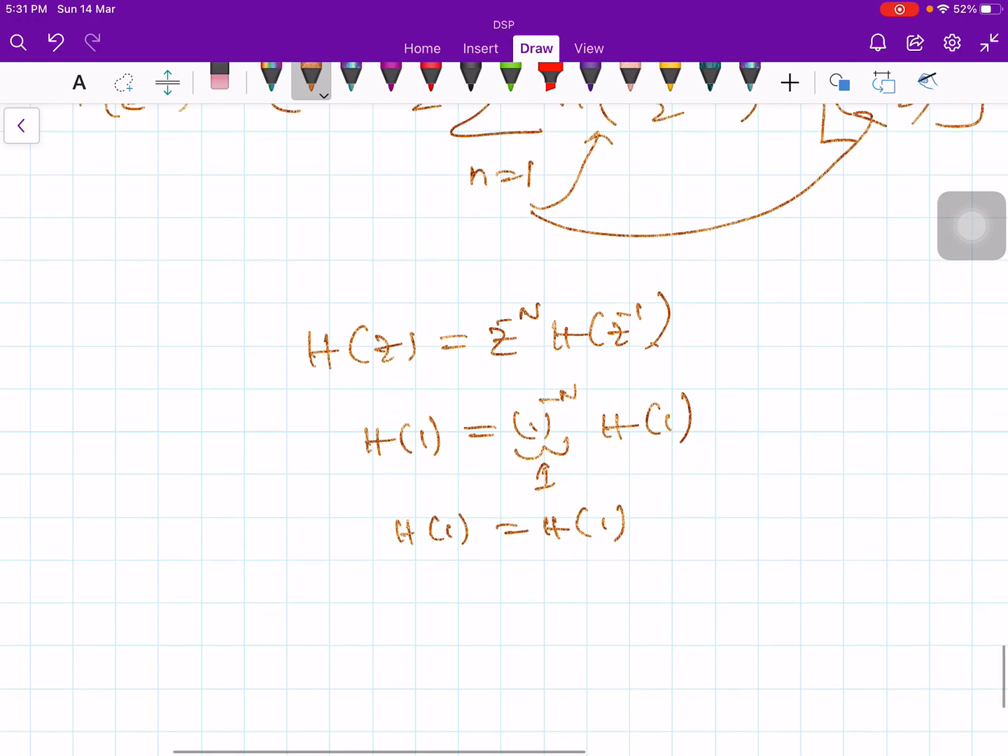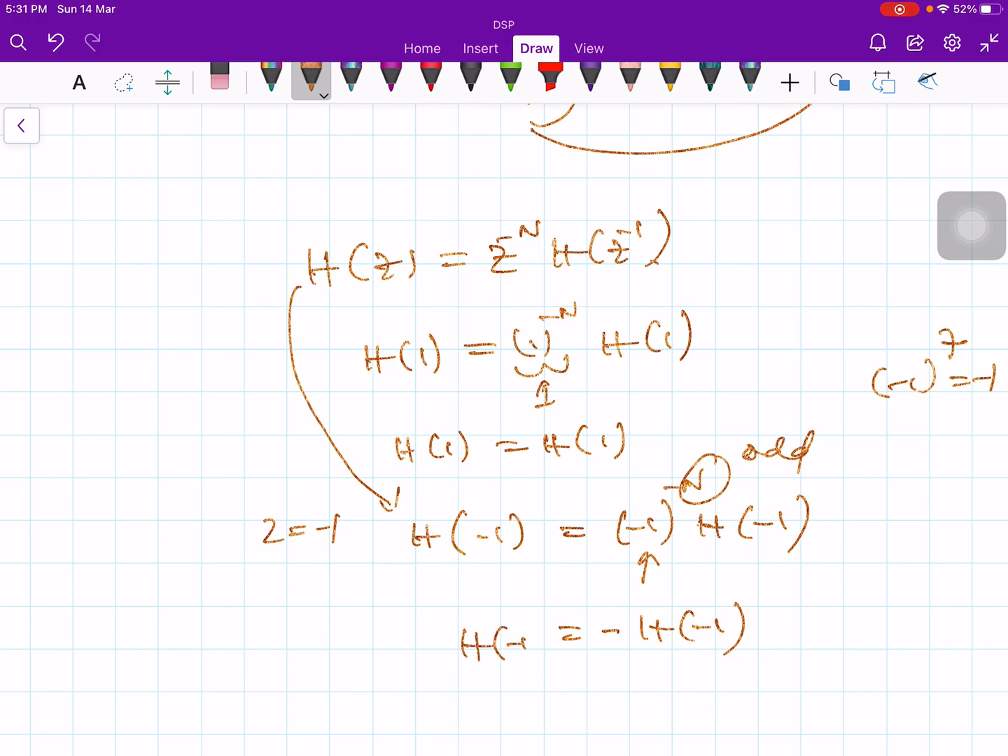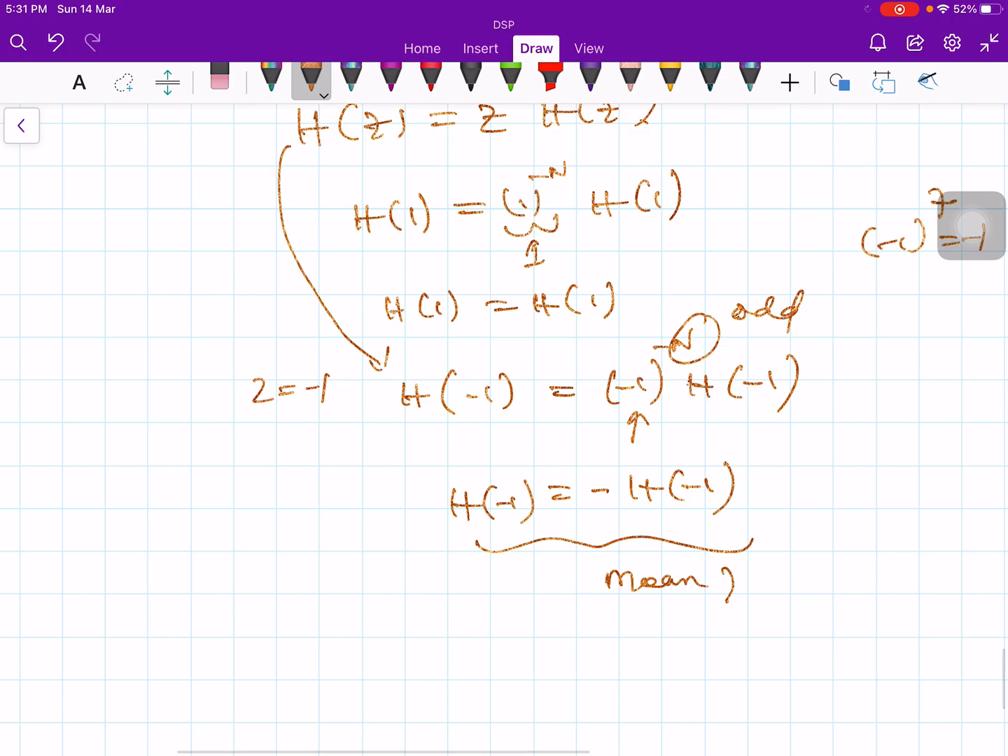Now substitute z equal to minus 1, then the problem comes. The left hand side is h of minus 1, and the right hand side is minus 1 whole to the minus N, times h of minus 1. Now N is an odd number in the type 2 filter, so minus 1 to an odd power is going to be minus 1. So this is minus h of minus 1. Now what does this mean? How can h of minus 1 be equal to minus h of minus 1? This condition will be satisfied only if h of minus 1 is equal to 0.